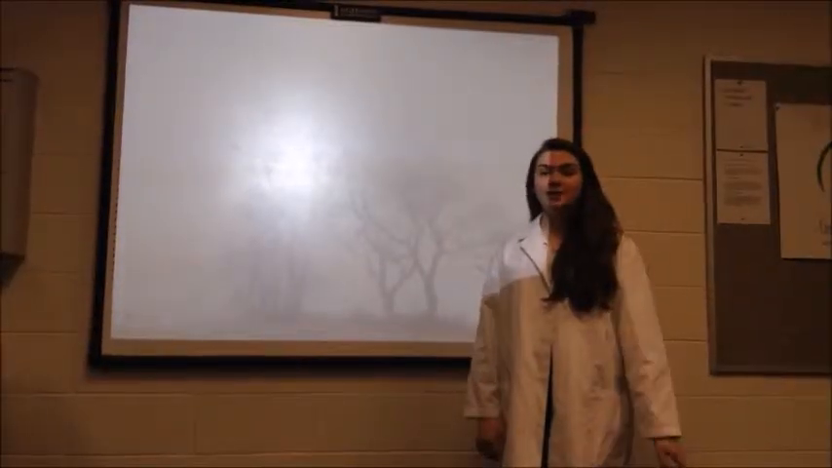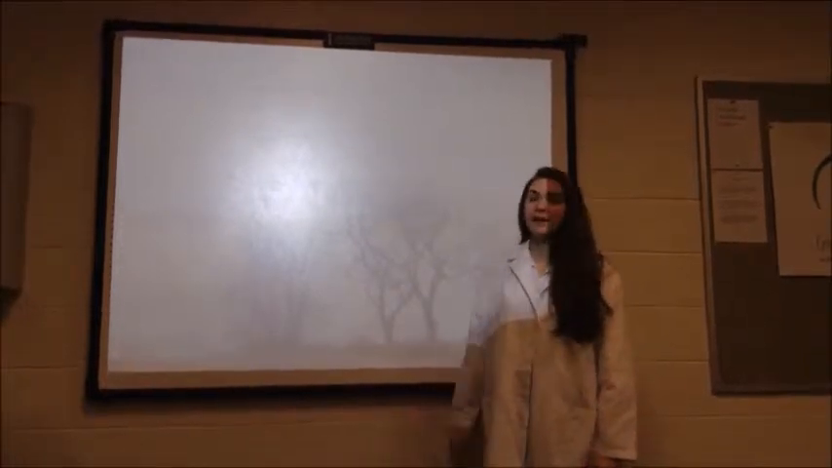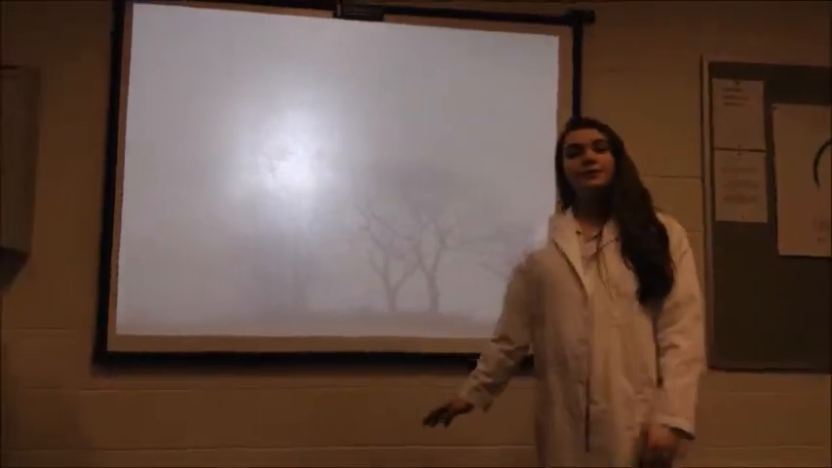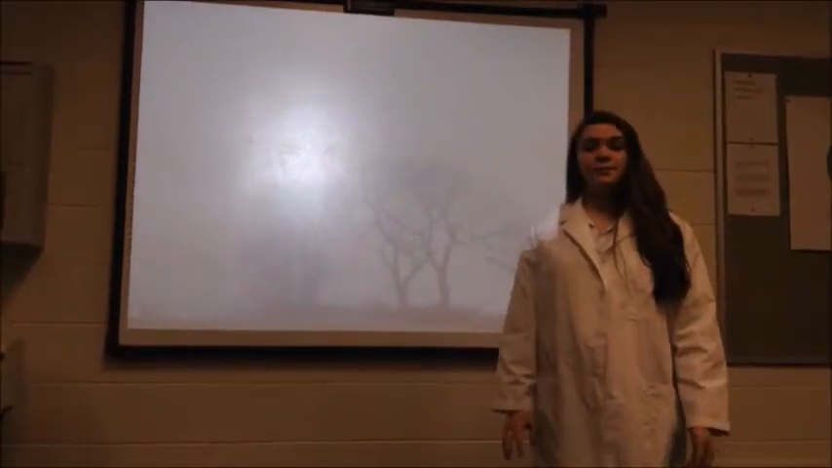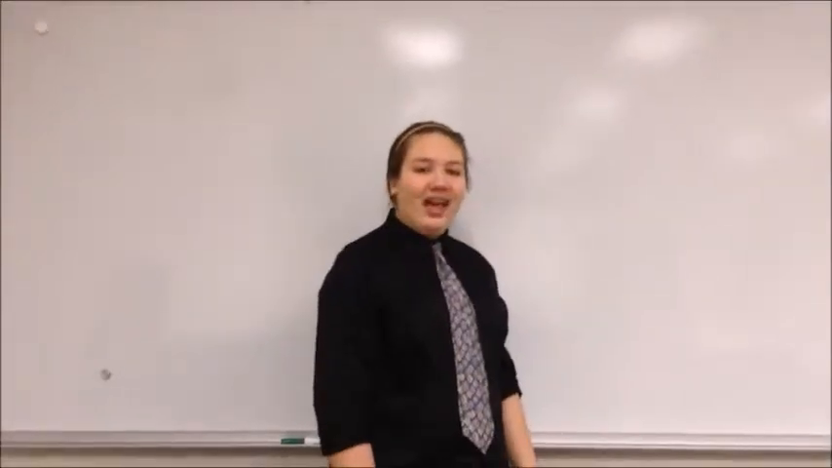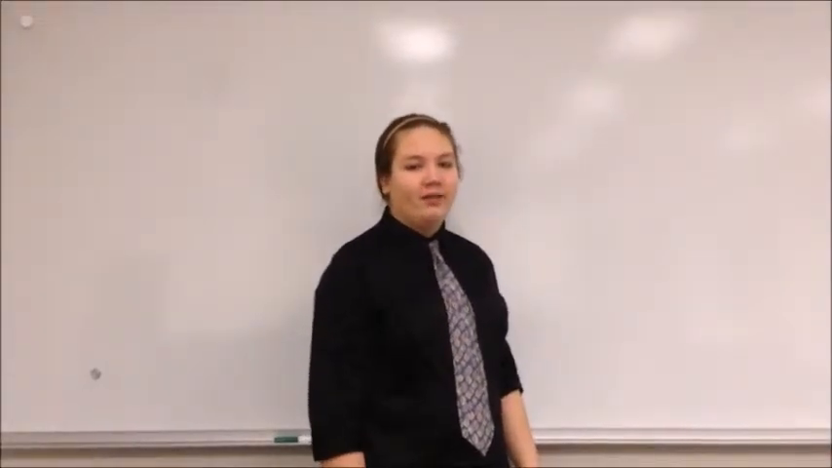Fog is basically a cloud that touches the ground. It is formed when water vapor condenses and tiny water droplets hang in the air, which is why you can see fog. Fog can only occur when it is very humid and there is dust or some other pollution in the air. Wow, that's a lot of seasonal weather that meteorologists have to predict.